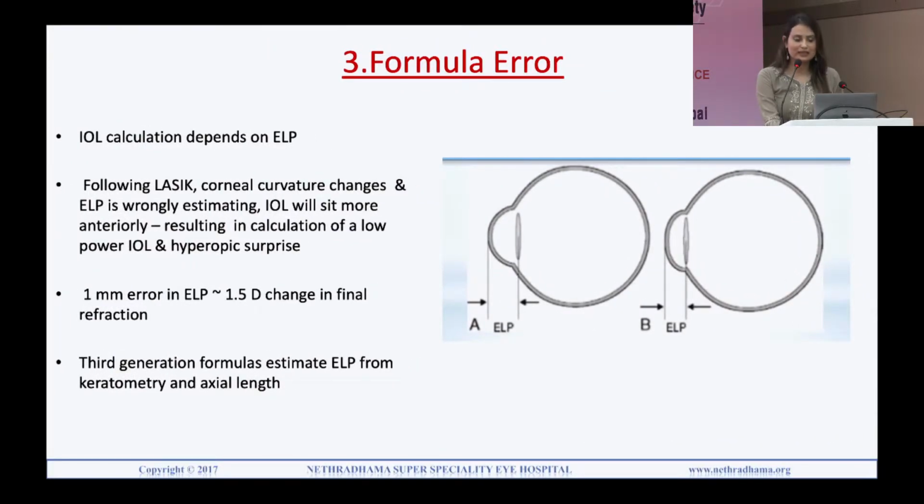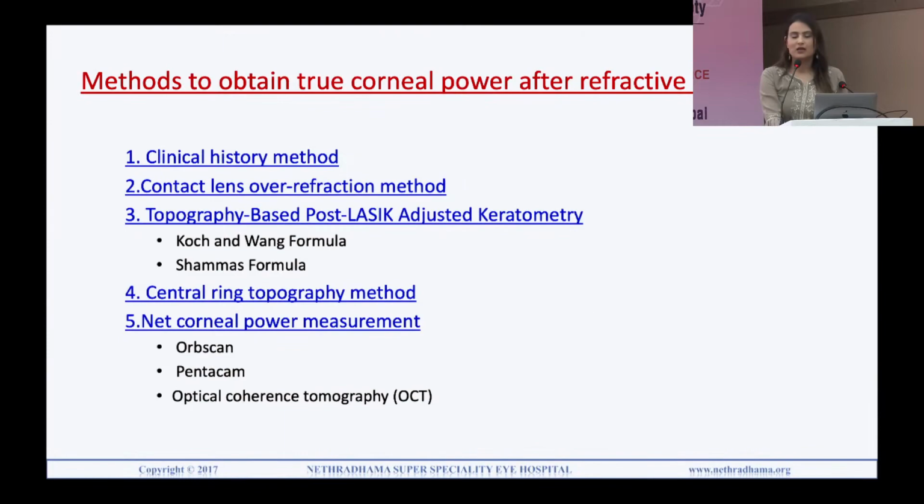Finally, we have the formula or ELP error. Why does this occur? Again, due to a change in the corneal curvature. As the corneal curvature changes, the effective lens position also changes. Since we have problems measuring the corneal curvature, the estimation of the effective lens position also changes, and 1 millimeter error in effective lens position can lead to a 1.5 diopters change in the final refraction, which is very significant. The problem with using third generation formulae here is that these are two variable formulae using keratometry and axial length. Since our keratometry is not accurate, we are bound to have errors in the final IOL calculation.